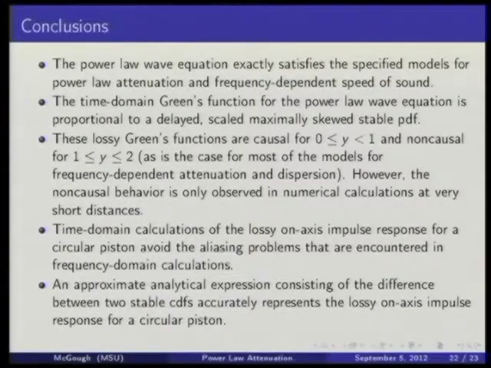In any case, back to the trade-offs between time and frequency domain calculations. We can avoid aliasing problems by calculating these responses in the time domain. And then finally, we showed that there's an analytical approximation that we can use to calculate the on-axis impulse response in lossy media for a circular transducer.